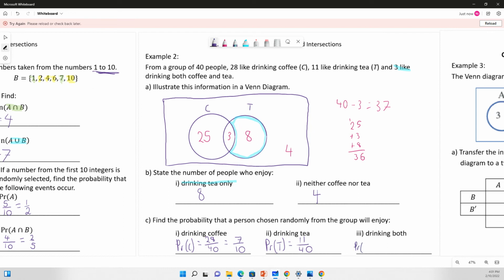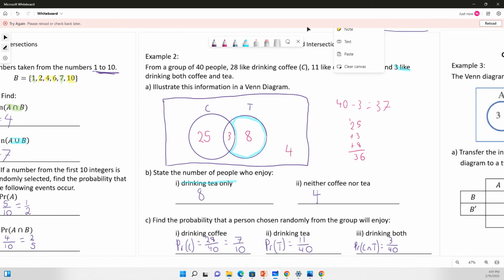The probability that someone will like drinking both, so that's the probability of the intersection, the probability that they like coffee and tea. So that is 3. Our intersection here, the number of possible outcomes is 3 out of the total 40. Nice.